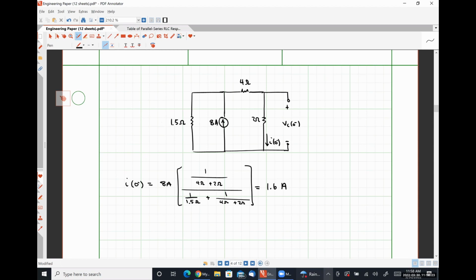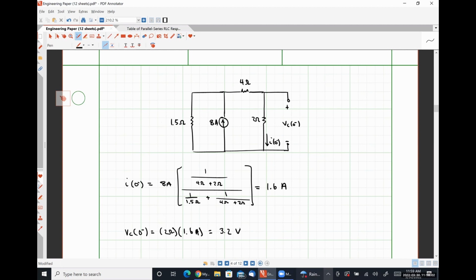All right. Now, VC at 0 minus is simply 2 ohms times that 1.6 amps, which is 0.2 volts. How do we feel about that? Seems pretty simple and straightforward. Okay. Everybody okay with our analysis at t equal to 0 minus? We might not finish this problem today. We only have 15 minutes left of class.